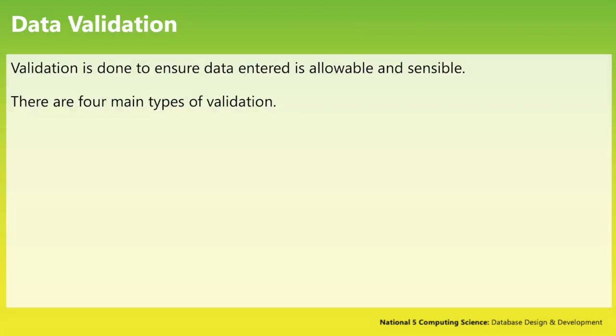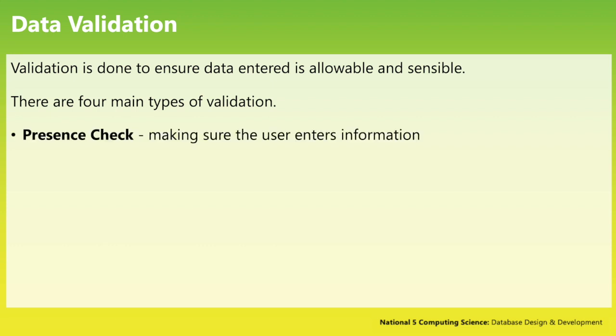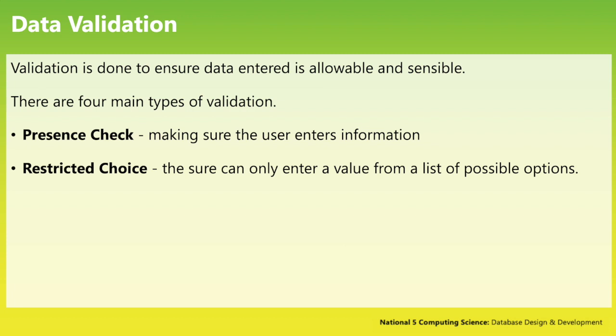Lastly, we have data validation. Validation is done to ensure that the data entered is allowable and sensible. Data validation does not mean that the information is correct, it just means it's acceptable. There are four main types of validation. Starting with presence check. The presence check makes sure the user has entered a value into a particular field. Restricted choice. This means that the user can only select from a list of possible options.